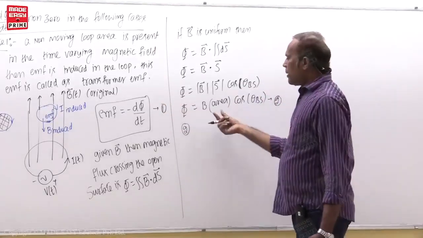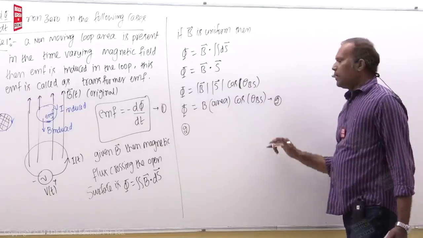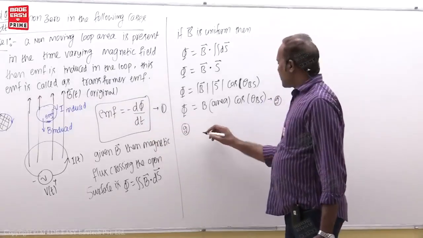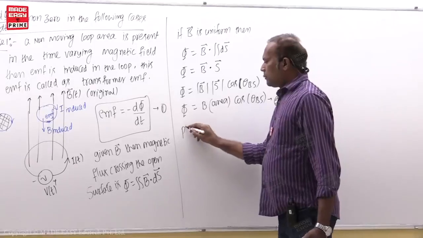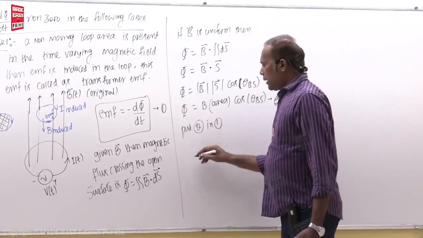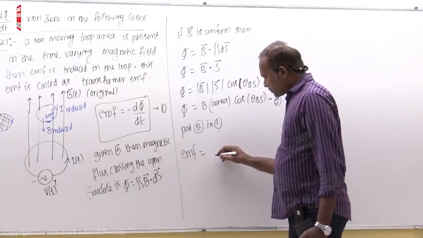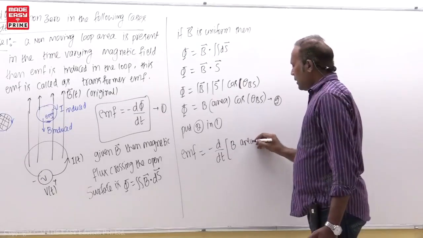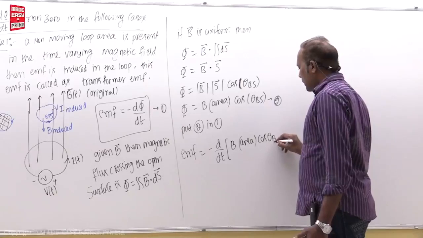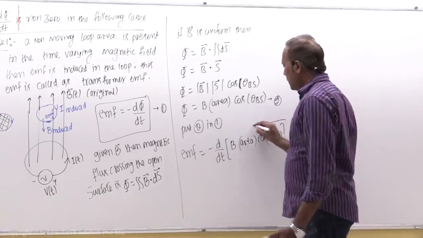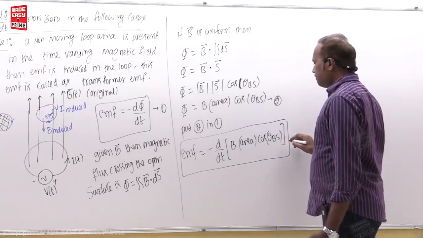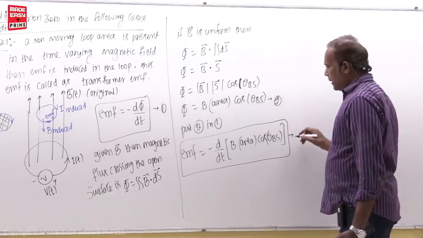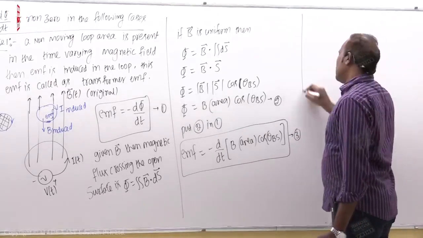Then if you put this equation here, you get the EMF. Actually, in the examination, they give B bar and the area, then they give the angle between them. So when you want to calculate an EMF, you have to use this equation. For that, put equation 2 in 1, then EMF is equal to minus of d by dt of B into area into cos theta BS. So this formula is to be used. This is equation number 3.